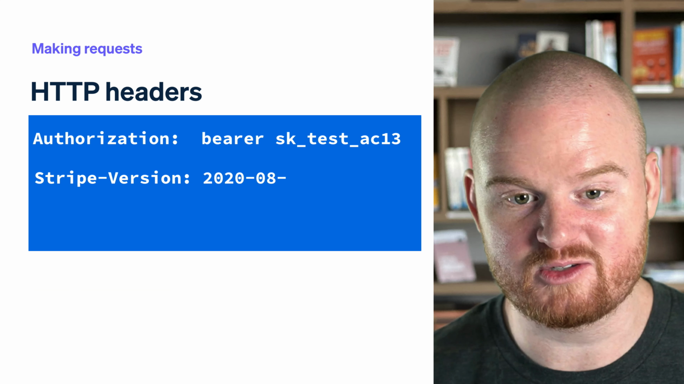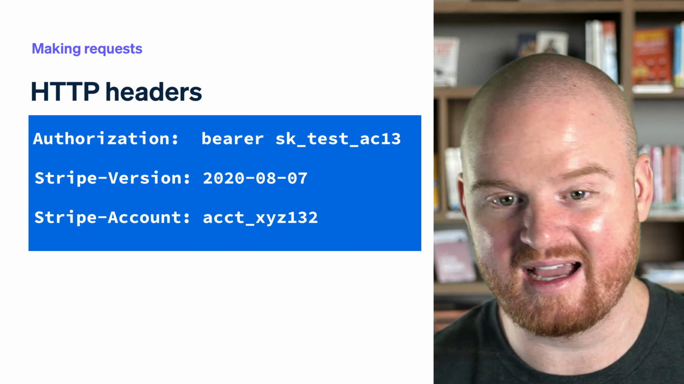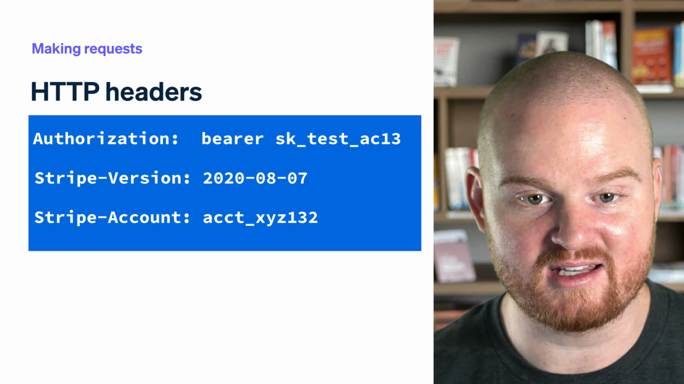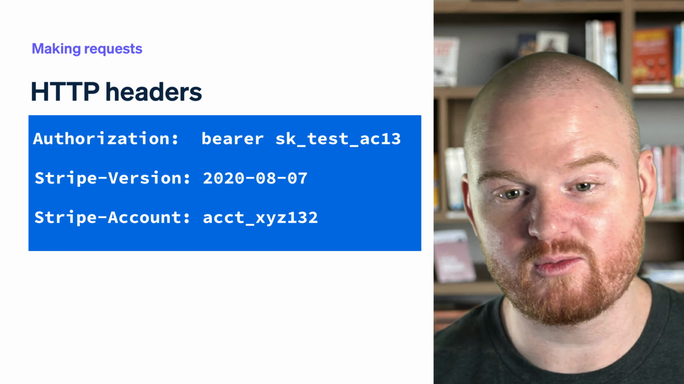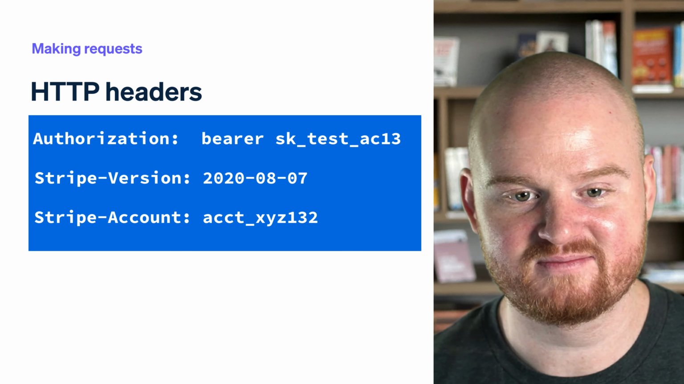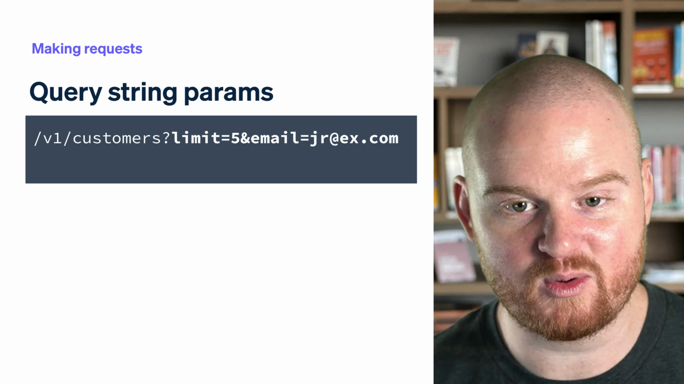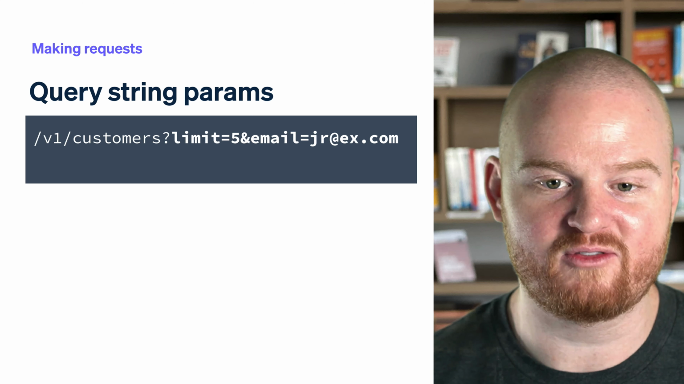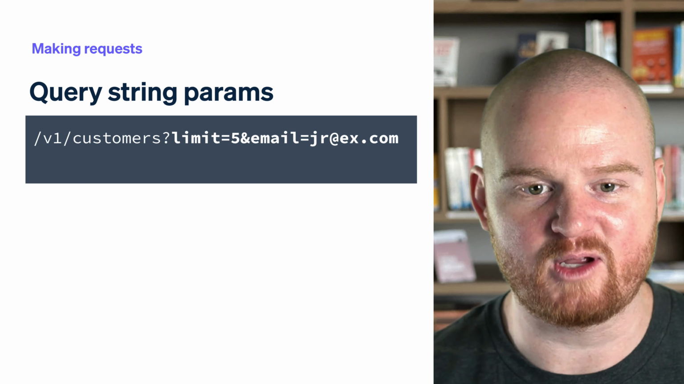HTTP headers, which is where the configuration like API key and API version are sent. In our docs we'll often refer to the arguments as request params. There's also query string params, most often used for filtering lists with GET requests.